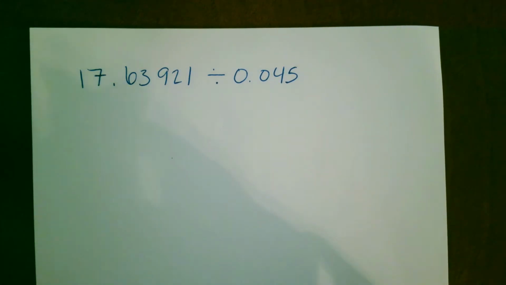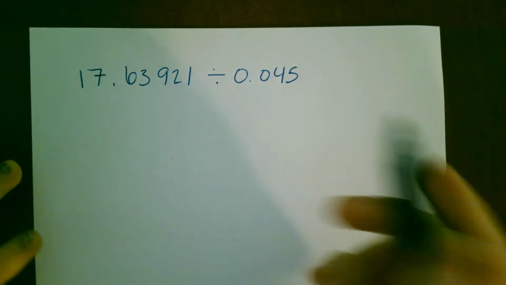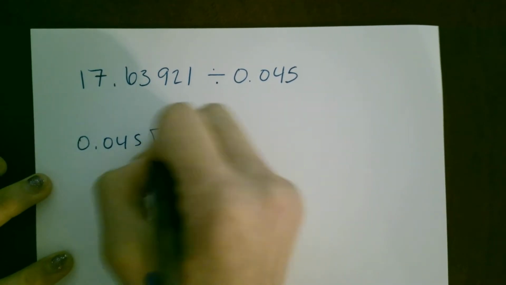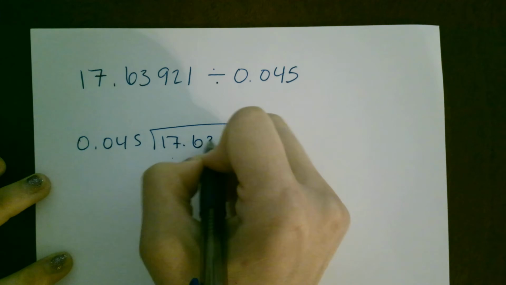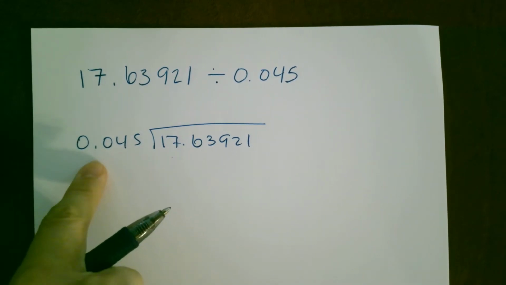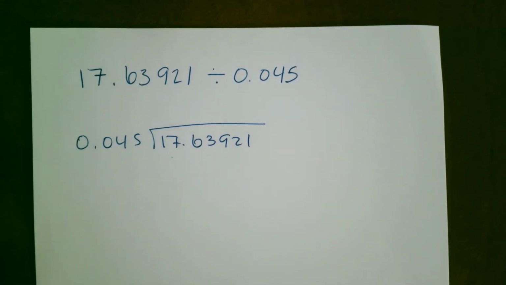Alright, so our goal for this video is to show why the division algorithm for decimals works. So we have 0.045 into 17.63921. In our previous definitions, we have defined division by a whole number and division with remainder by a whole number, but I don't know how to divide by a fraction or a decimal as is. So we need to make it a whole number.